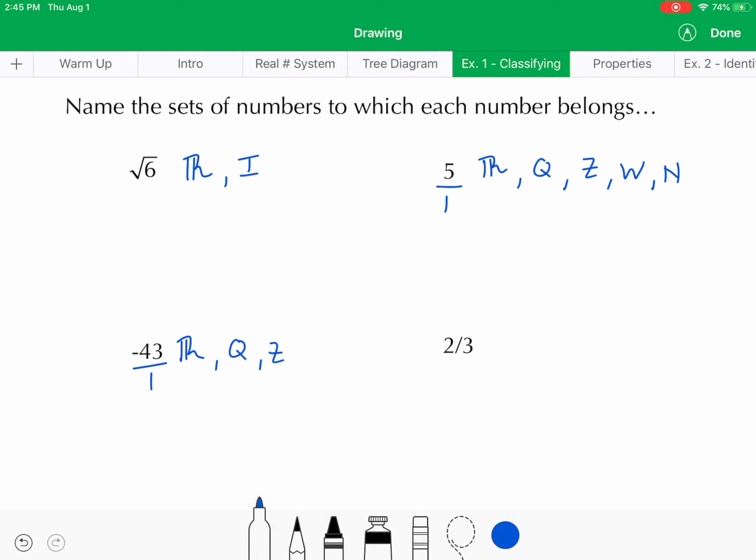Okay. Last example is 2/3. That's a real number. 2 is an integer, 3 is an integer, so 2/3 is a fraction of two integers. That means we're dealing with a rational number. Notice the denominator of this rational number is 3, not 1. Therefore, it could not be classified further into an integer, a whole, or a natural.